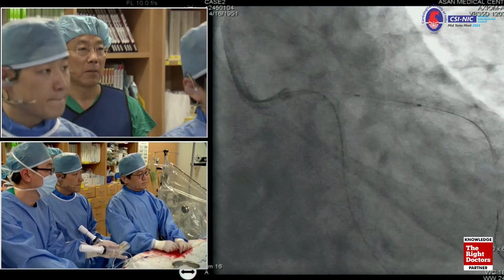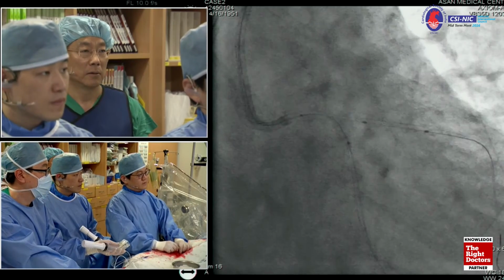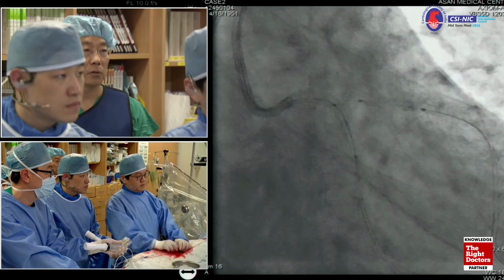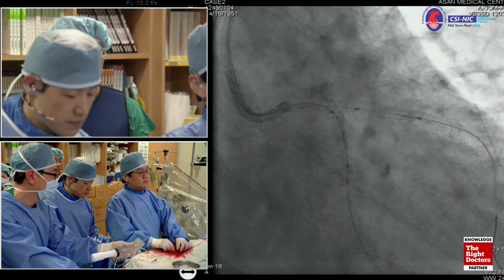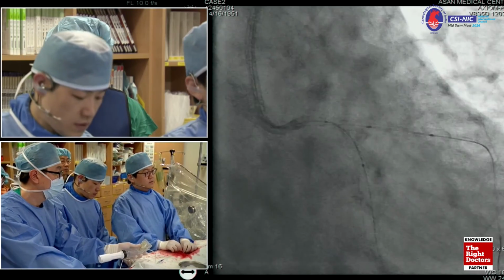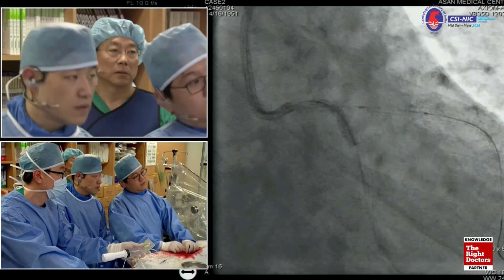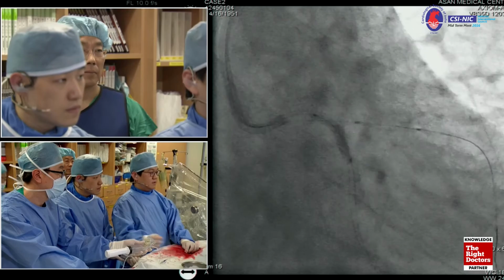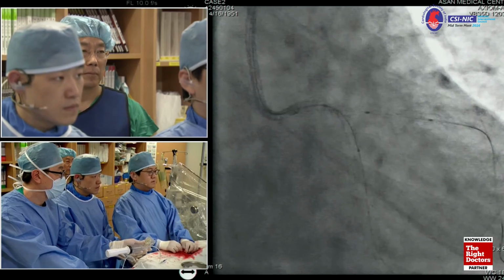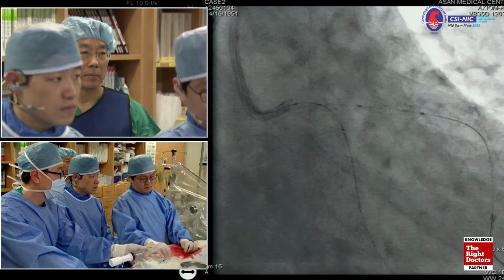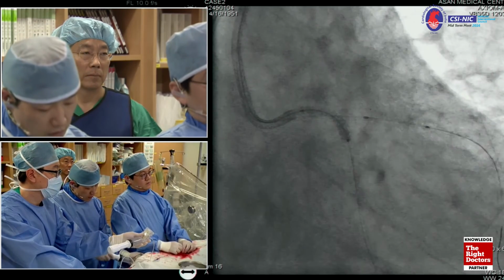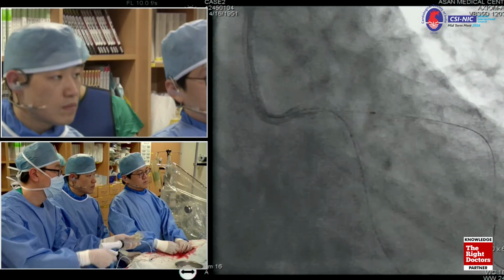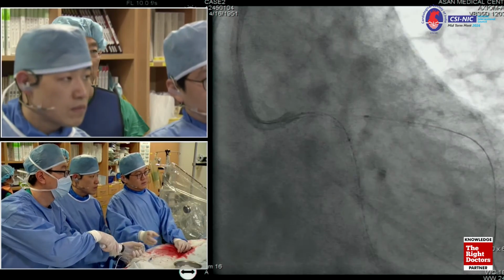Okay. All right, very easy. Yes. So why don't you do that, right? Circumflex first. Dr. Ahn, this is a compliant balloon, right? Is this non-compliant? Compliant balloon. Yes, compliant balloon, because he could not deliver the NC balloon yet. So saving the circumflex ostium is the most important area. I also prefer the NC balloon definitely during the kissing balloon in the circumflex ostium.